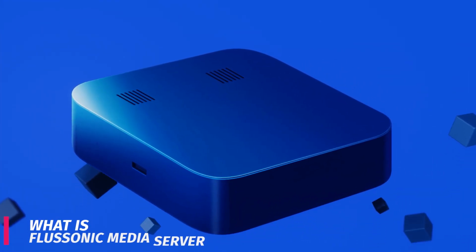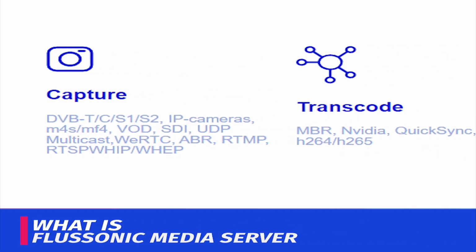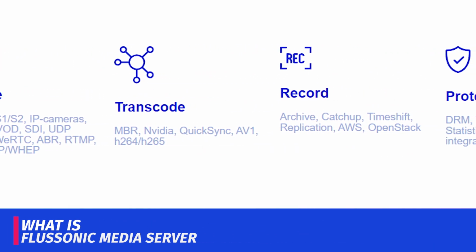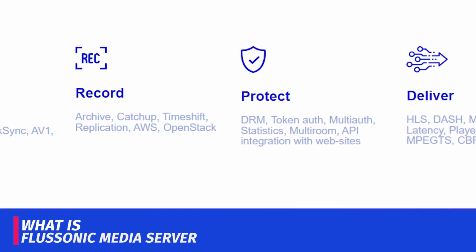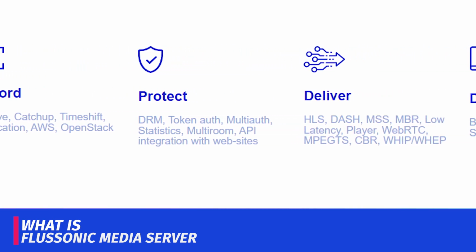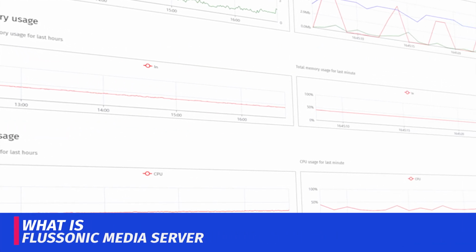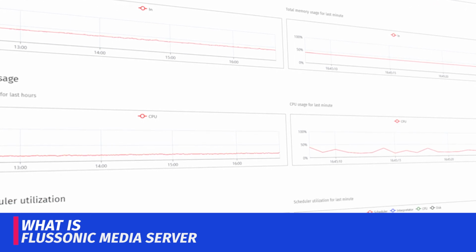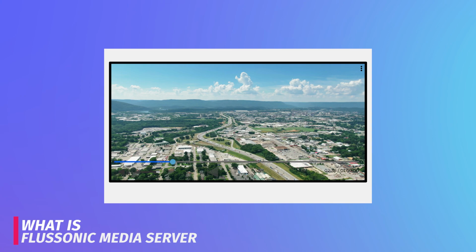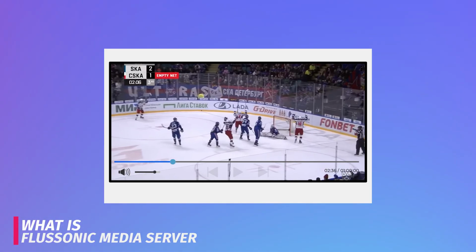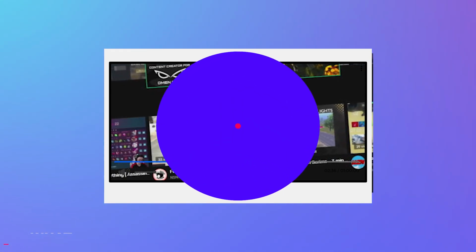Flussonic Media Server is a server software for video streaming that solves a wide range of tasks from capturing, transcoding, recording archives, and multi-protocol distribution of video content, live and on demand, worldwide, to managing content consumption and video streams. With Flussonic Media Server, you can build a video streaming service of any complexity and scale, including digital television, event broadcasting, sports, concerts, church services, streaming service for bloggers and gamers.